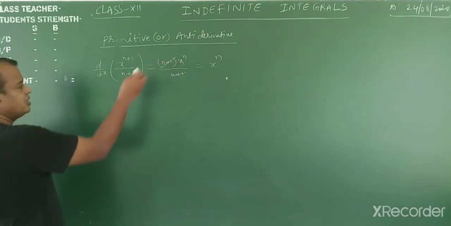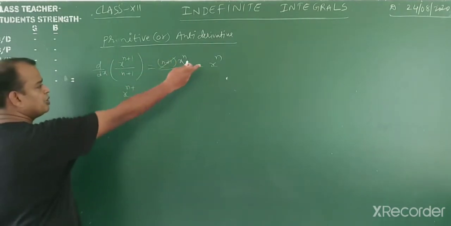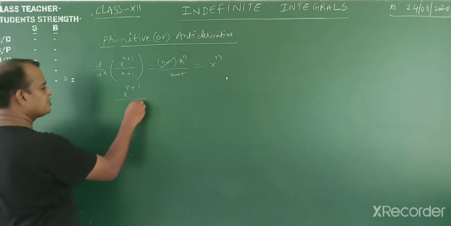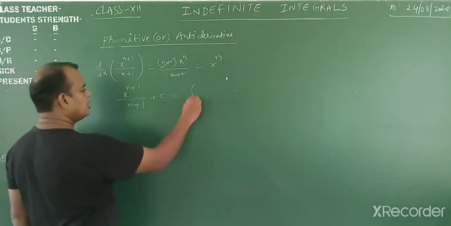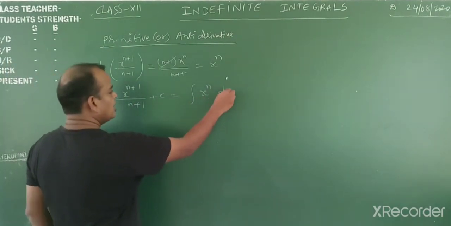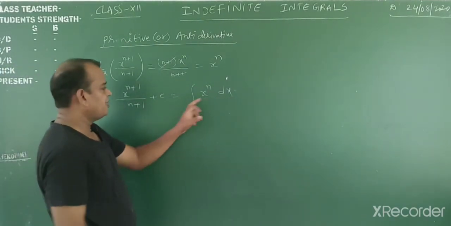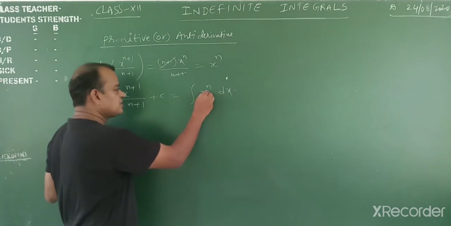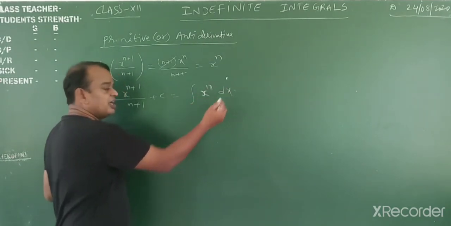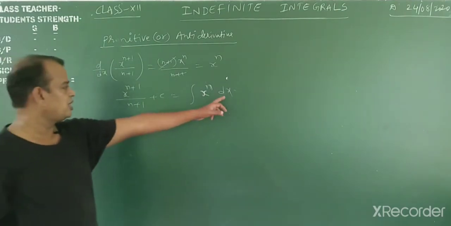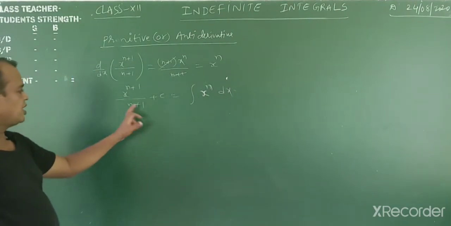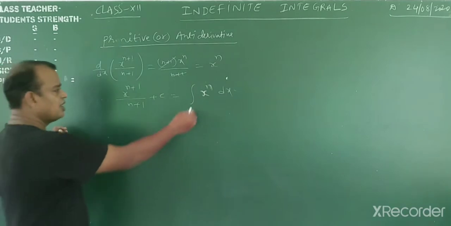Now derivative that side, primitive. What is the primitive of that one? x power n plus 1 by n plus 1 plus c is equal to the integral of x power n dx. The indefinite integral of x power n with respect to x. Observe that, my dear students. The integral of x power n dx is equal to the formula x power n plus 1 by n plus 1 plus c. Okay, for suppose n value is equal to 1, what happened?